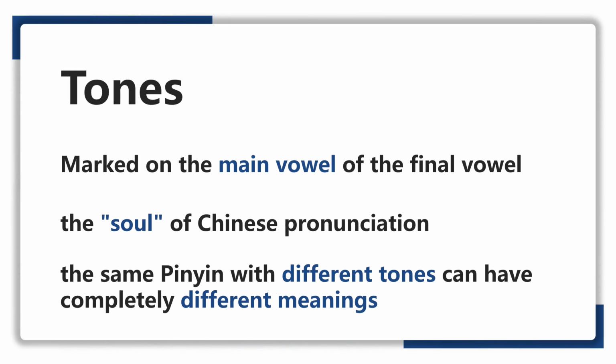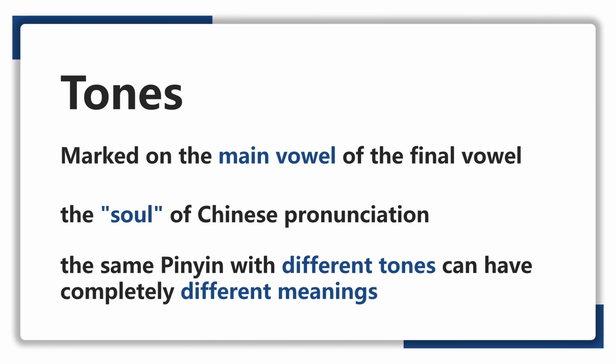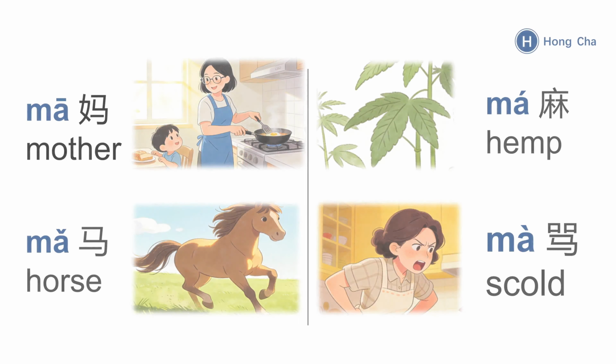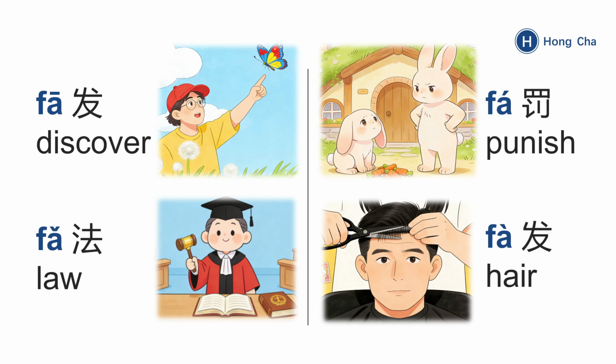And tones are marked on the main vowel of the final vowel. They are the soul of Chinese pronunciation. The same pinyin with different tones can have completely different meanings. For example, mā means mother, má means hemp, mǎ means horse, mà means scold. And another example, fā means to issue or to discover, fá means to punish, fǎ means law, and fà means hair.